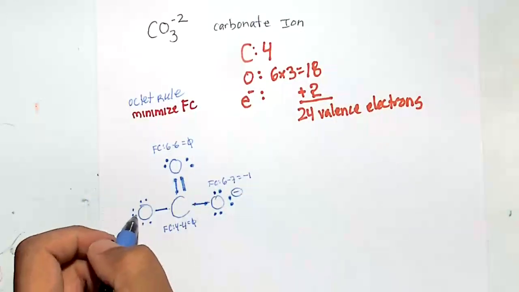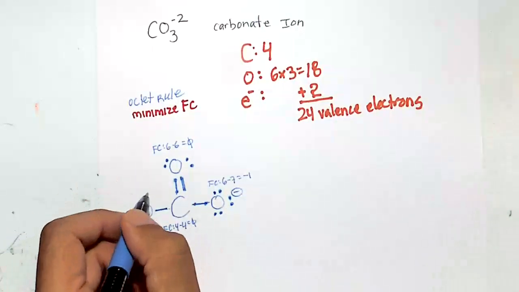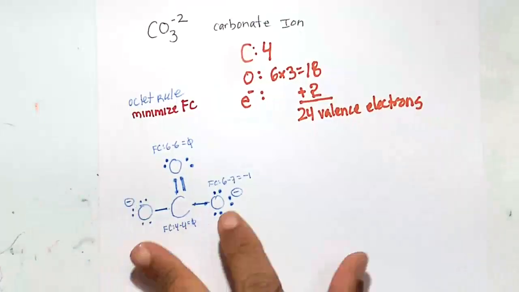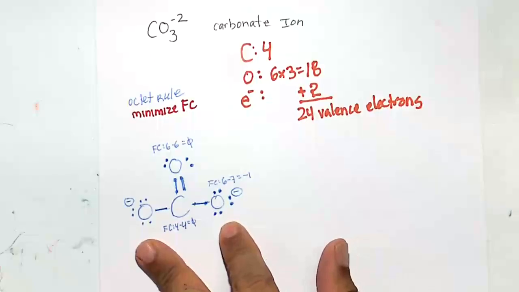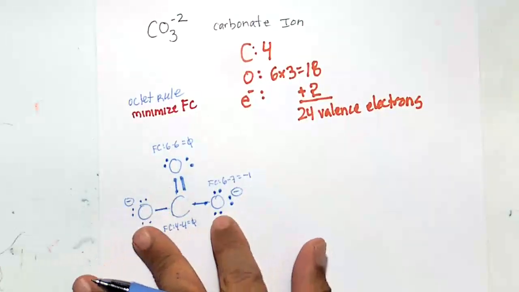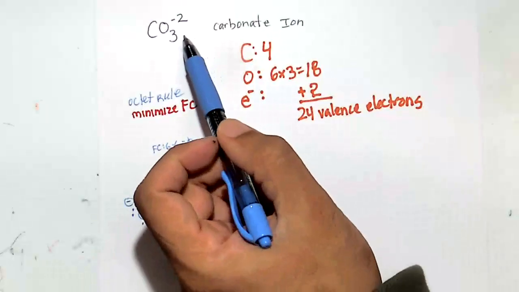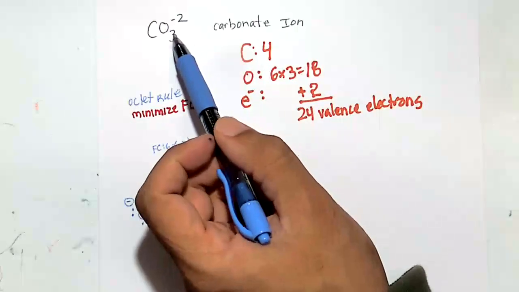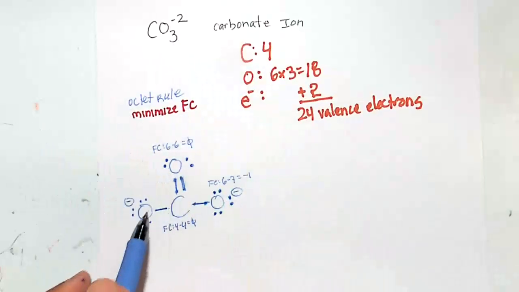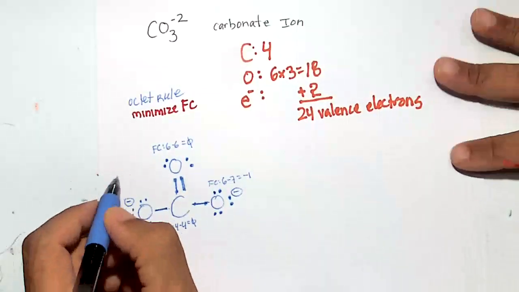Will it be the same for this oxygen? Yes. I'm not going to go through all that counting again, but the answer is yes. What's the total charge? -1, -1. What's the total? -2. What's the total charge in the original structure? -2. So this is the Lewis structure of carbonate.